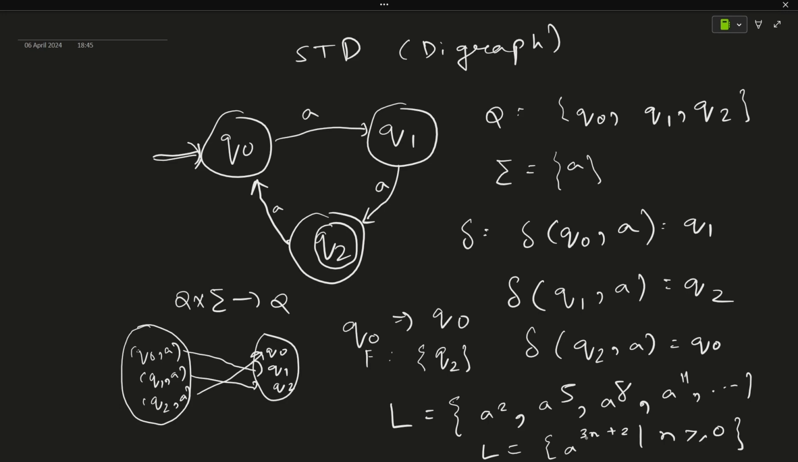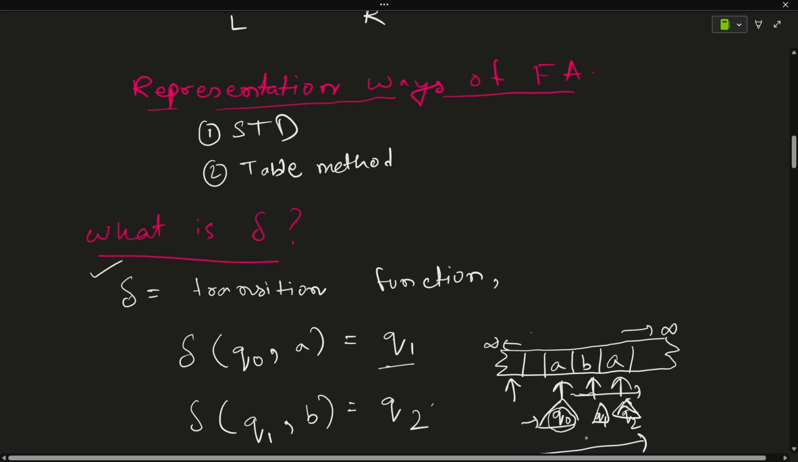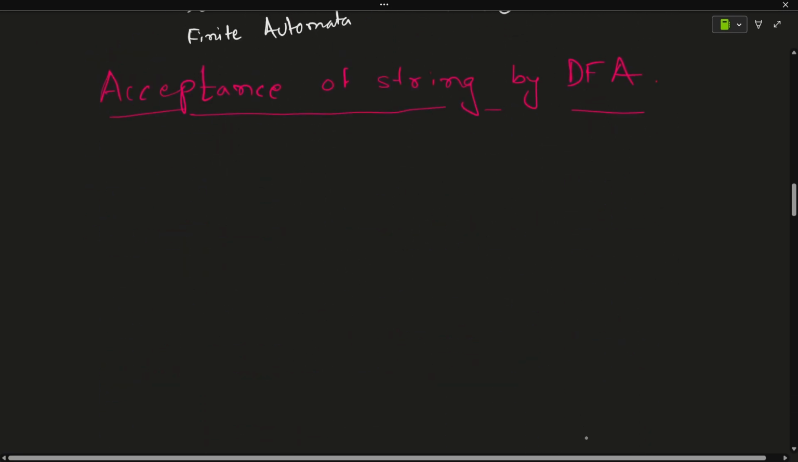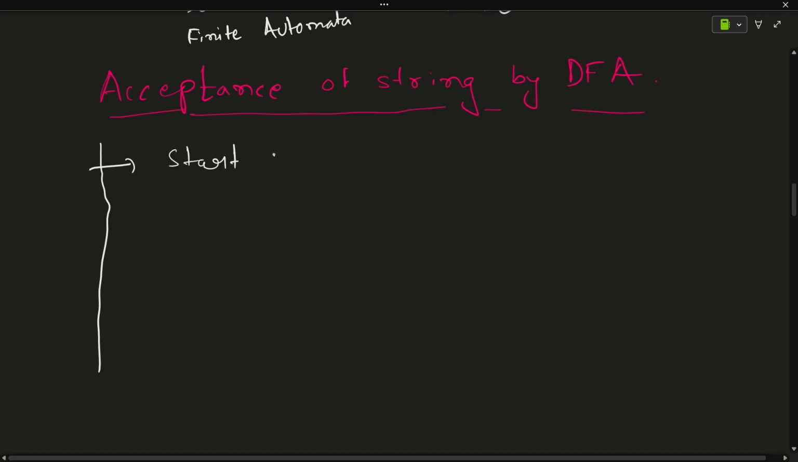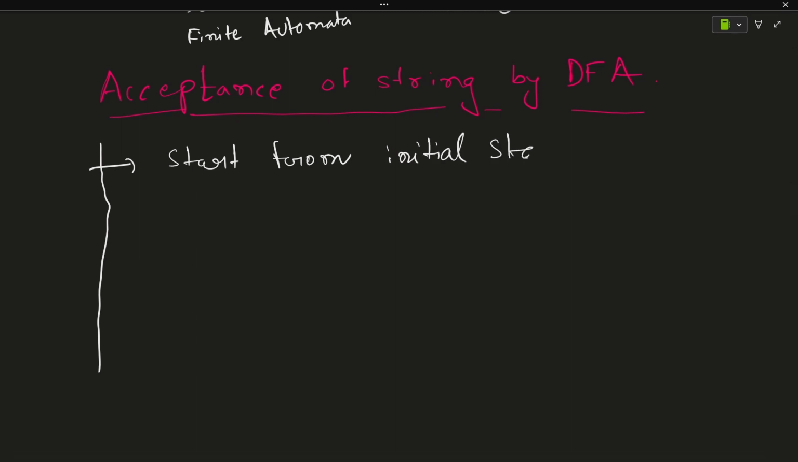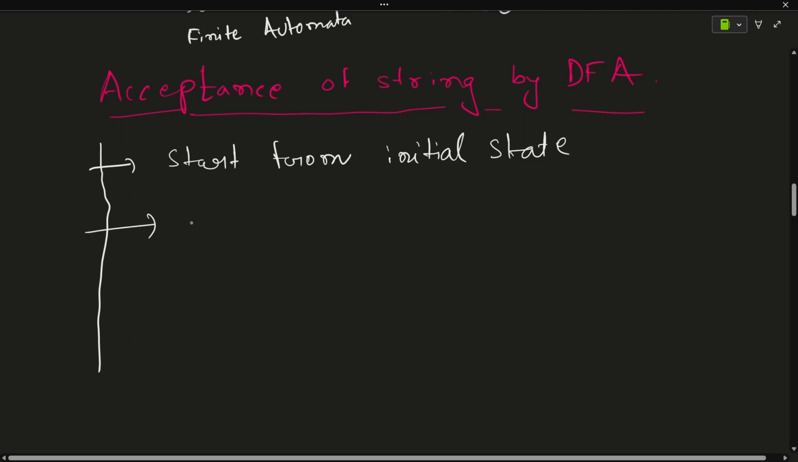Let's move on to the next subtopic, that is acceptance of string by DFA, deterministic finite automata. So what are the proper rules? You have to start from the initial state, and then you move after reading the entire input string, after reading the complete string.